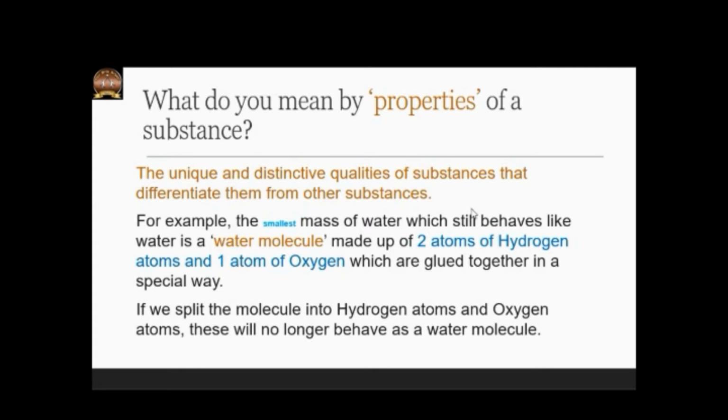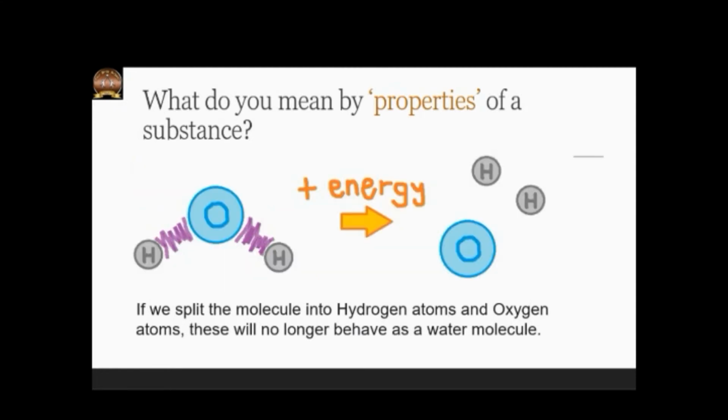Let's talk about water. The smallest mass of water, which still behaves like water, is a water molecule. A water molecule is made up of two atoms of hydrogen and one atom of oxygen, which gives it its popular name H2O. The atoms of hydrogen are glued in a special way to the atom of oxygen. If we split the molecule of water into hydrogen atoms and oxygen atom, these will no longer behave as a water molecule. Let me show you.